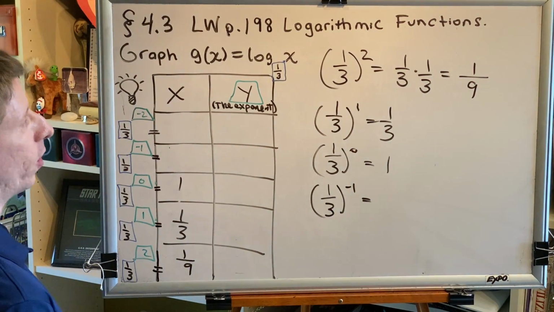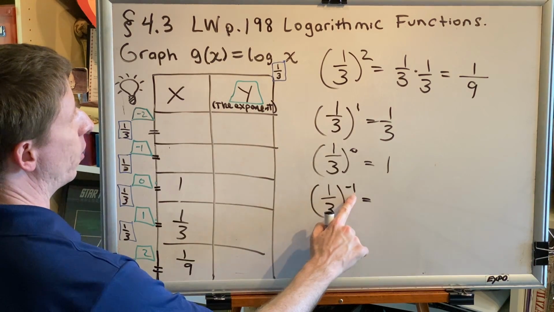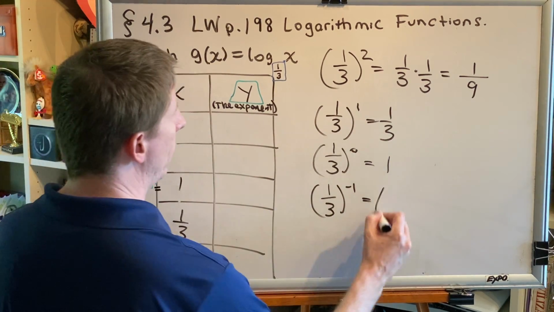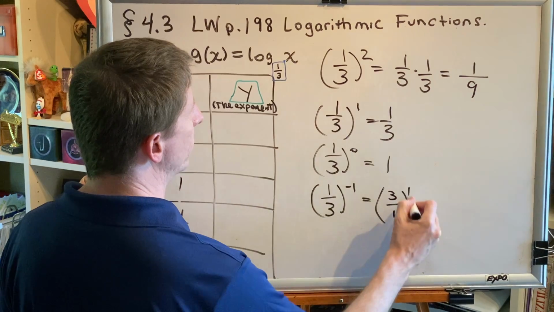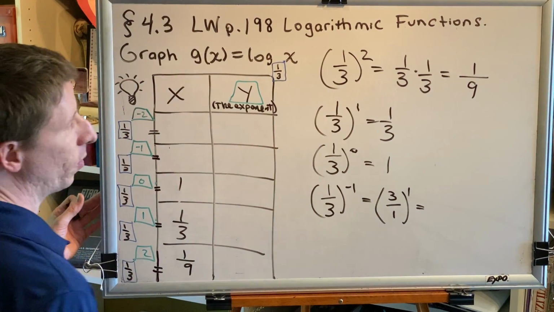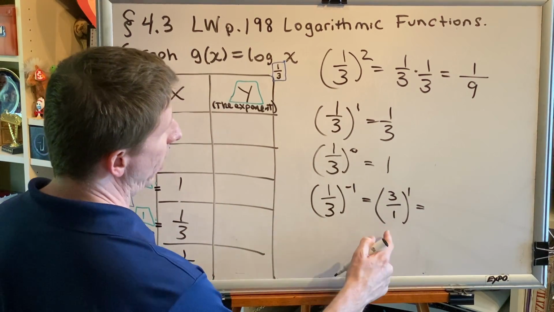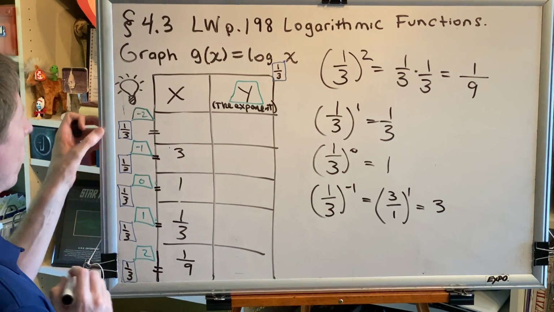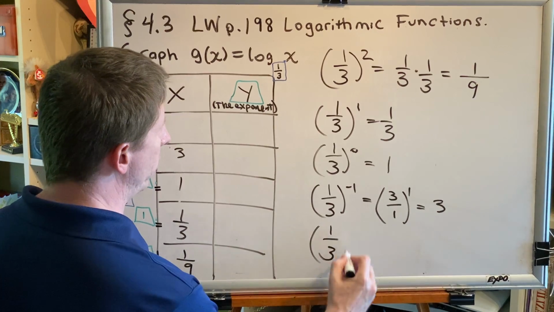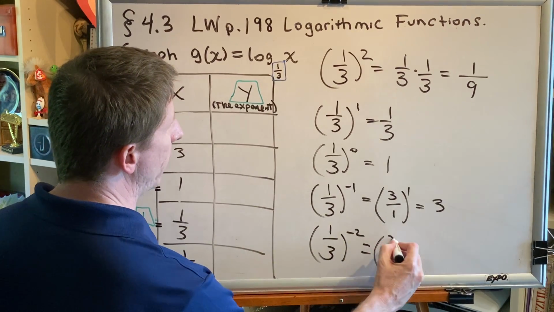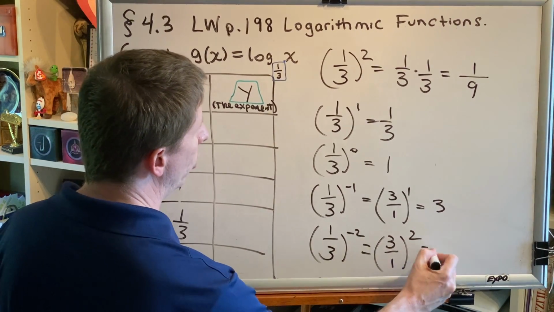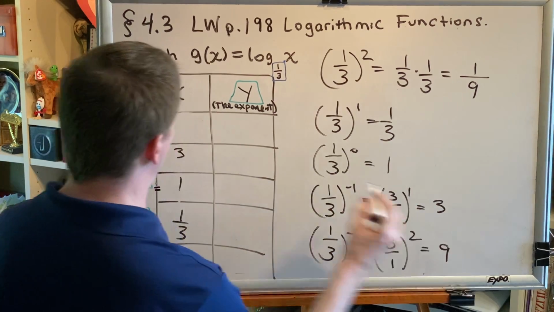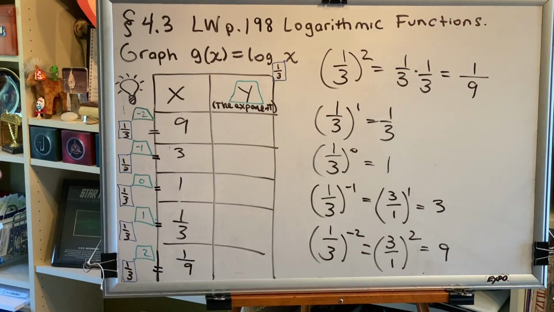Well, let's use our exponent rule that allows us to flip the fraction if we want to change the sign of the exponent. This is the same as 3/1 to the +1. And now we can simplify. 3/1 is just 3, and when you raise it to the first power, it's still 3. So this is a 3. And then finally, 1/3 to the -2 is the same thing as 3/1 to the +2, which is 3 squared, which is 9. So there's our x values.